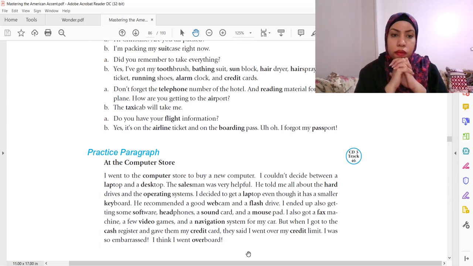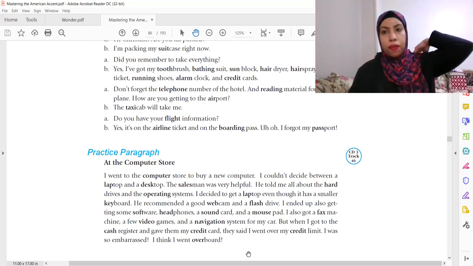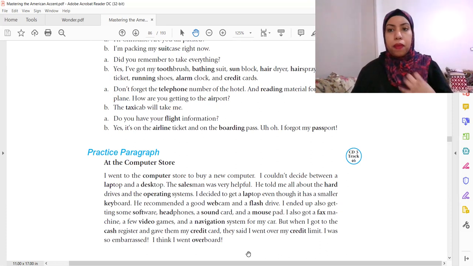I ended up also getting some software, headphones, a sound card, and a mouse pad. I also got a fax machine, a few video games, and a navigation system for my car.